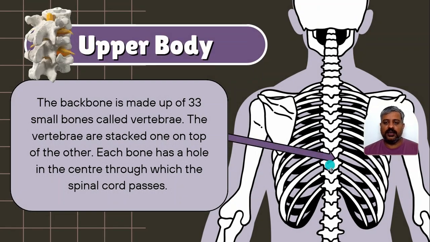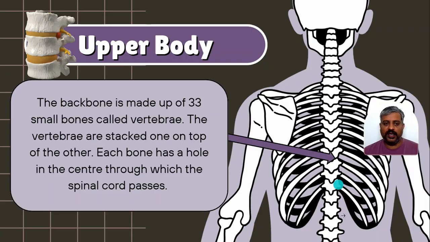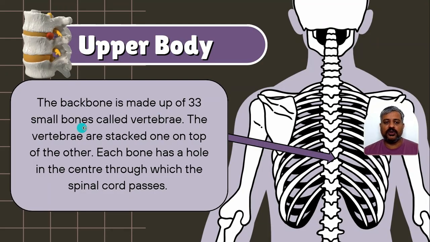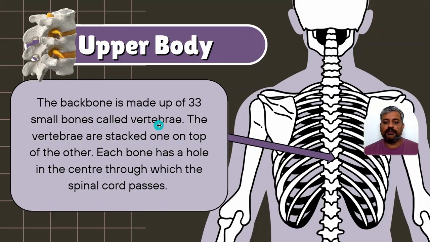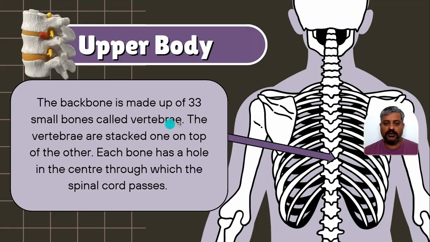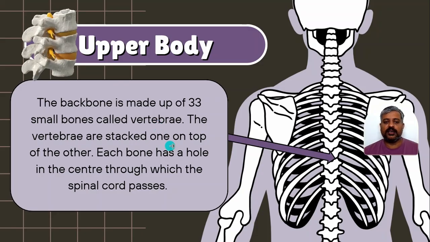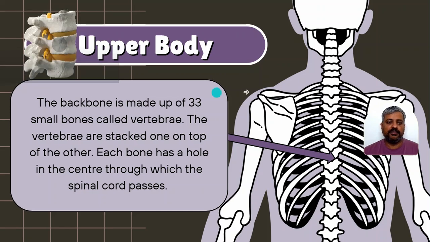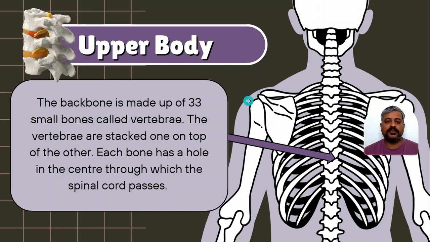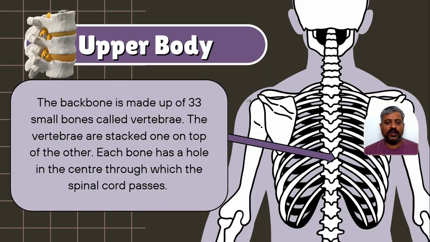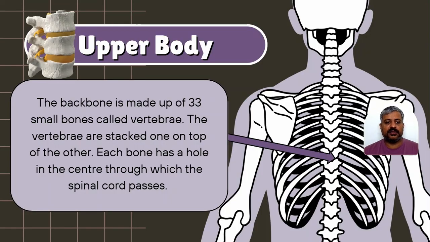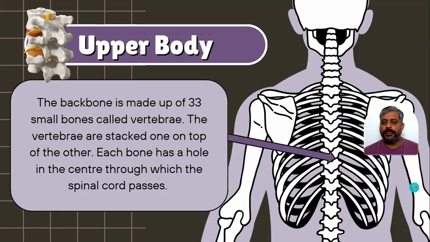Okay, now here comes the vertebrae, the backbone. The backbone is made up of 33 small bones called vertebrae. We just saw it in the video, right? The vertebrae are stacked on top of each other. See here, I have shown it here also. Each bone has a hole in the center through which the spinal cord passes. So these are hollow bones, okay?